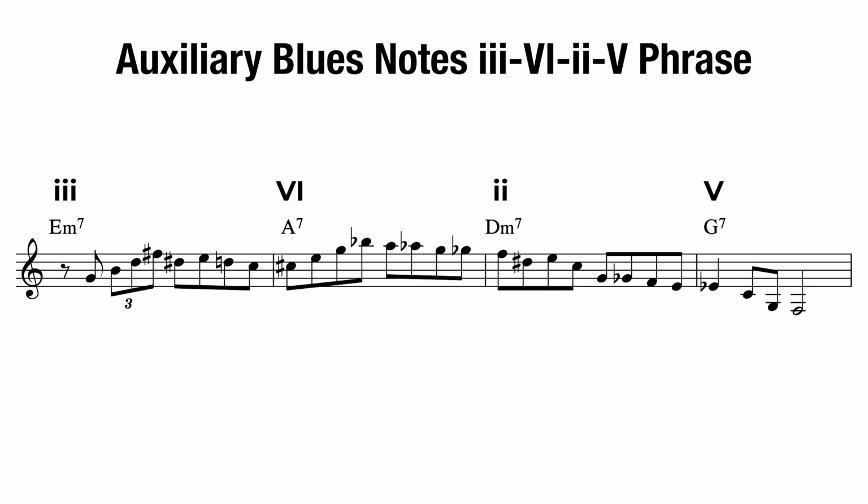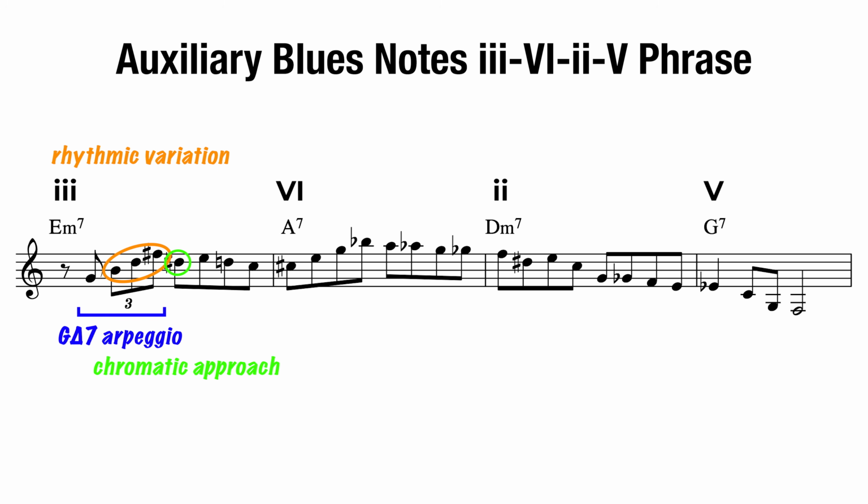We're going to start by using a G major 7 arpeggio over our E minor 7 chord. So again, with some rhythmic variation like we did in that first phrase, we're going to use the top 3 notes of that G major 7 arpeggio as part of an 8th note triplet. Then we have a chromatic approach into the root of E minor 7, then a chromatic enclosure into the 3rd of A7. We then go up a C sharp diminished 7th arpeggio.